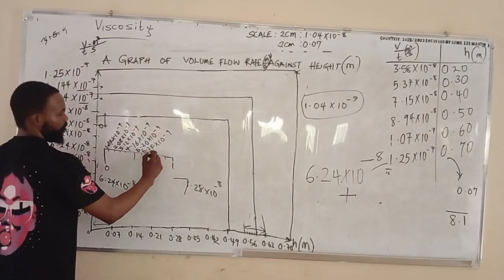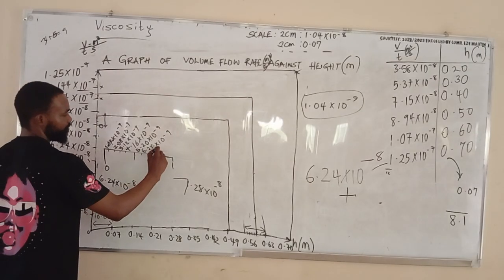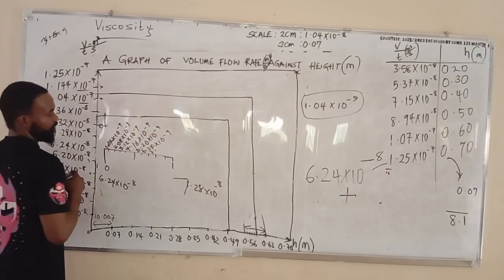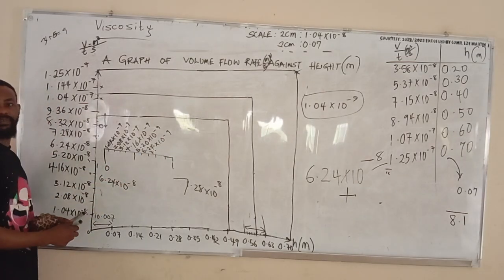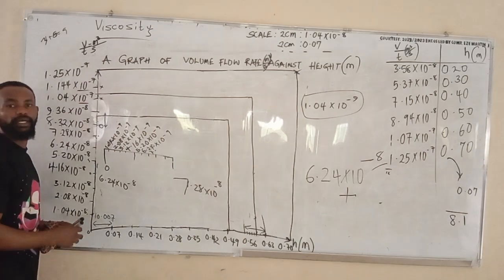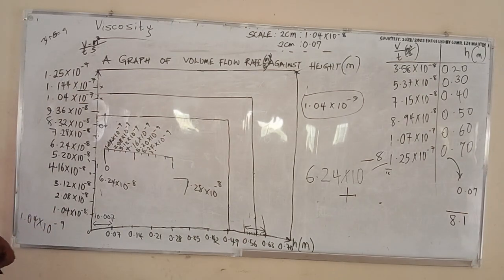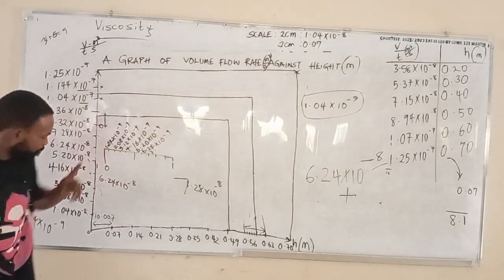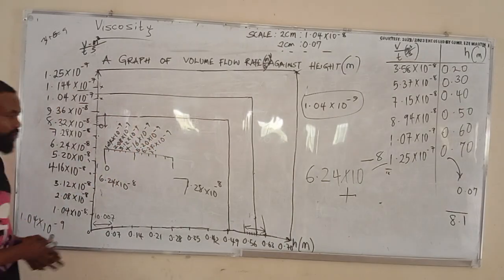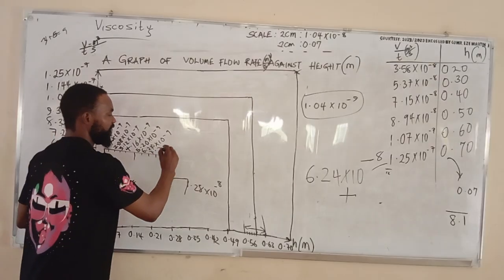Okay, Ryan, what do you have? 7 points. 7 points. If I add to this thing, what do you have? No, 6.24 times 10 raised to the power minus 9 plus 7.28.